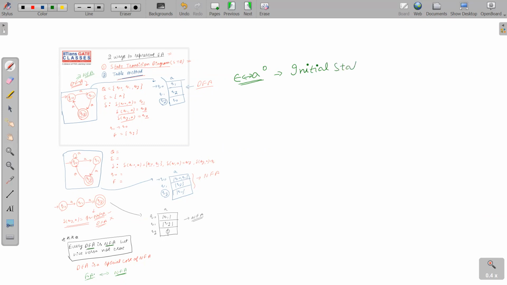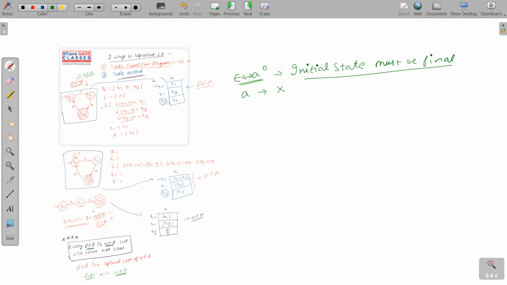Initial state must be final. Now here initial state is not final, so null is not accepted. Initial state must be final. So here initial is not final, so null is not accepted. Okay, so next is single a. After reading a, we will move to q1. But q1 is not final, so it is rejected.